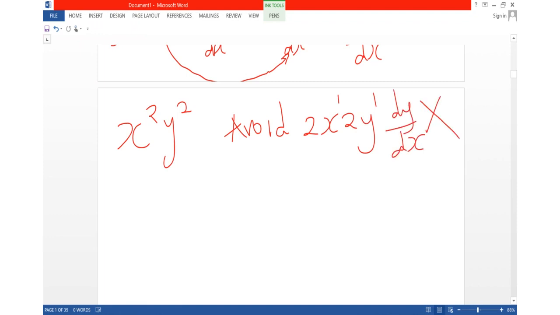When you have a product, we always use product rule. So avoid that. Now we have x squared and y squared. When we want to differentiate, we leave one as a constant, then we differentiate the other one, and then we do the vice versa. So in the first one, let me leave x squared to be my constant. I'm using product rule, so I differentiate y squared. When you differentiate y squared, the power will come down, that is 2 raised to power 1. But because I'm differentiating the y, I multiply by dy dx.